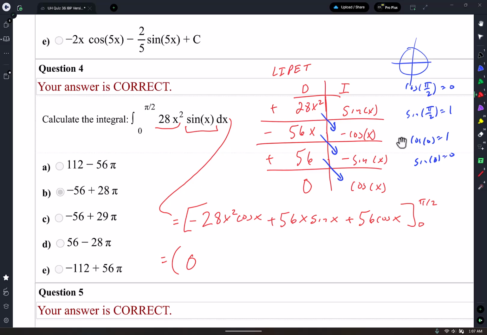2 goes into 56 28 times. So I'm going to write plus 28 pi. Remember, sine of pi over 2 is 1. And then again, cosine of pi over 2 is 0. So plus 0. That's upper.